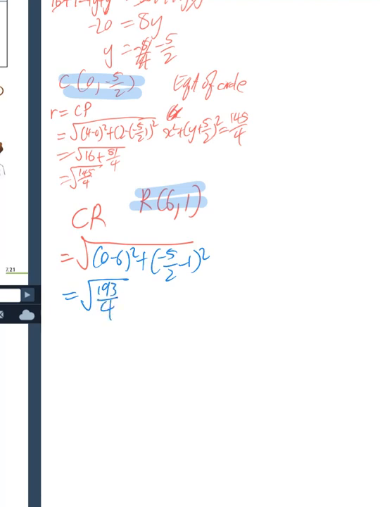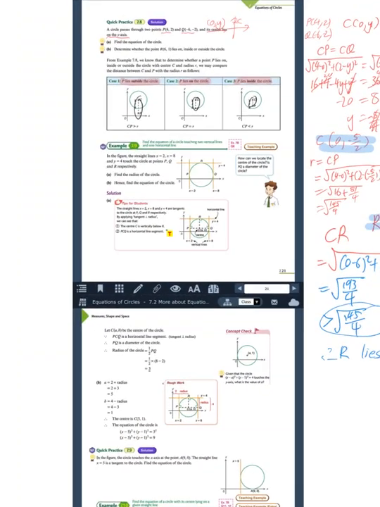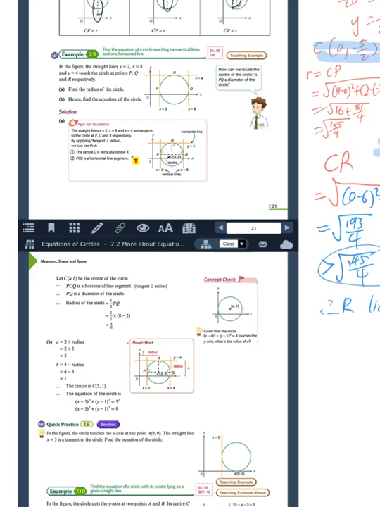That is 193/4. Then you may use your calculator to check whether 193/4 is larger than 145/4. Make sure you have done the comparison. Therefore, you may conclude R lies outside this circle. So you have to make sure you understand how to locate the position of any point compared with the circle. Alright, let's see example 7.9.